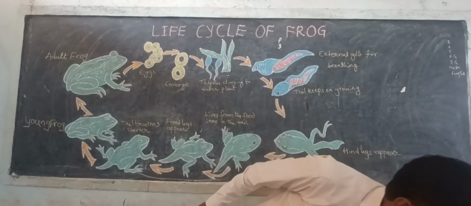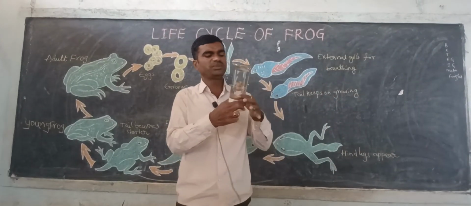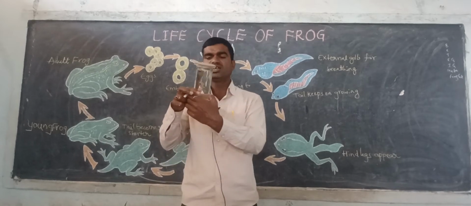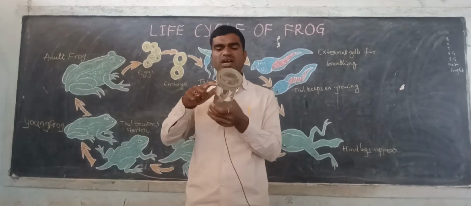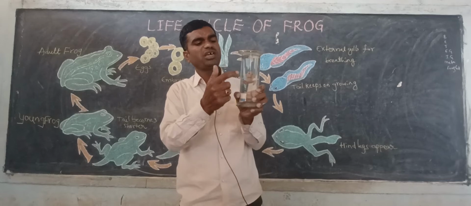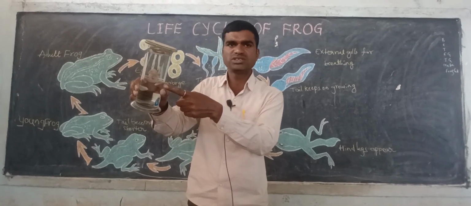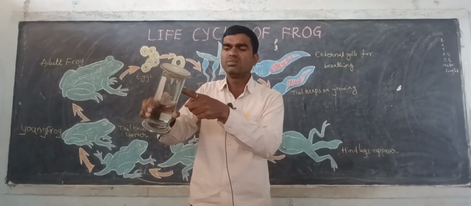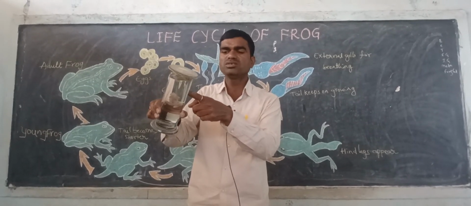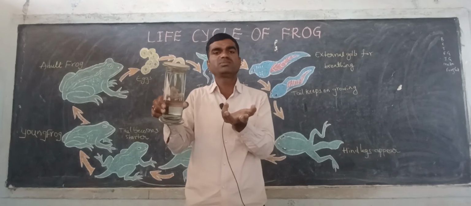We can observe here the frog species also. See here, it contains eyes, a pair of eyes. Here forelimbs and hind limbs are also present. And a mouth is present here. In that mouth, a bifurcated tongue is present.